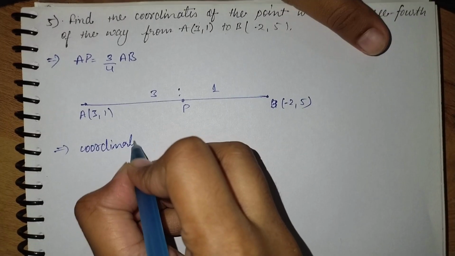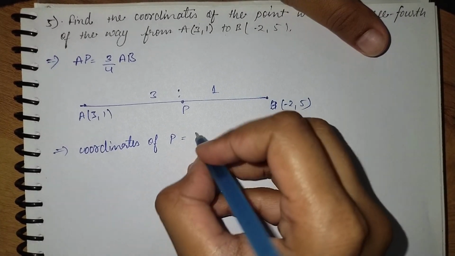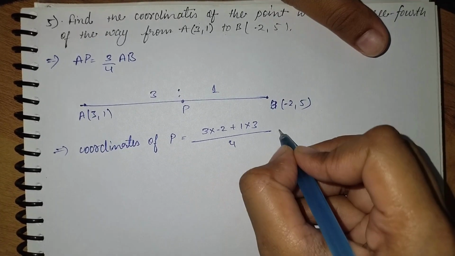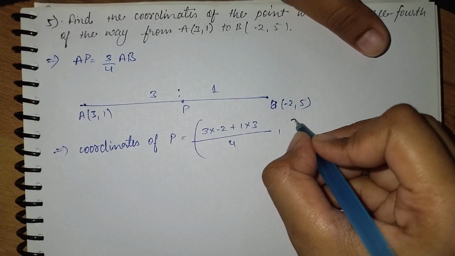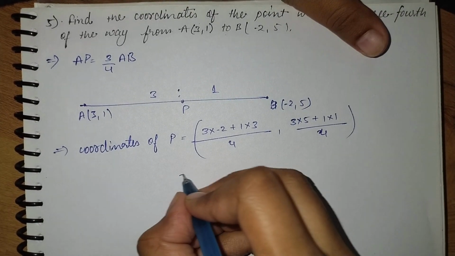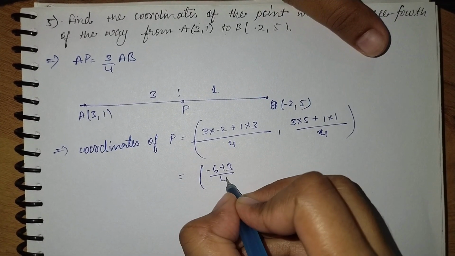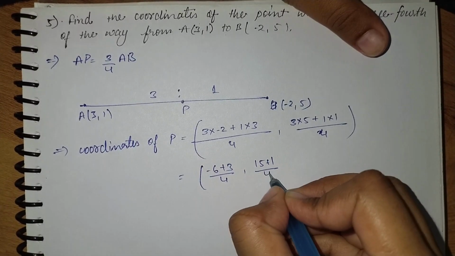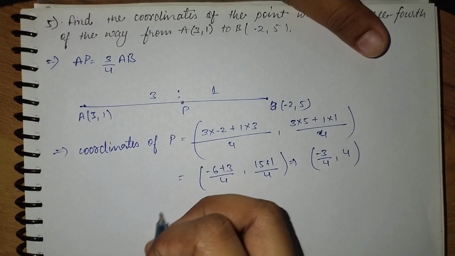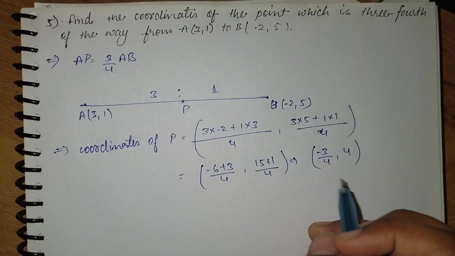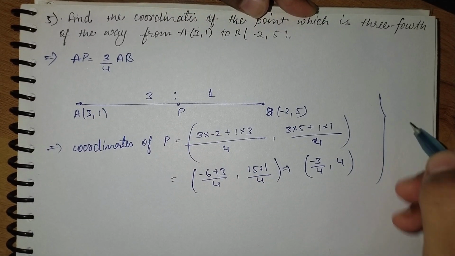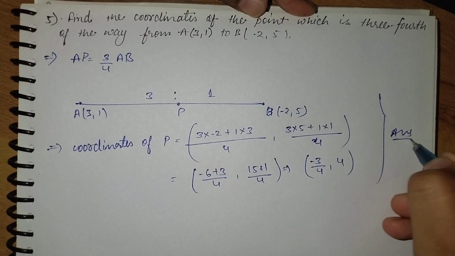The coordinates of P will become here equal to (3 into minus 2 plus 1 into 3) upon 4, then (3 into 5 plus 1 into 1) upon 4, equal to minus 6 plus 3 upon 4, 15 plus 1 upon 4, equal to (-3/4, 4). So these are the coordinates of P, and this is the only solution. We have to find the coordinates of only this point P. Hence this is the final answer of question number 5.